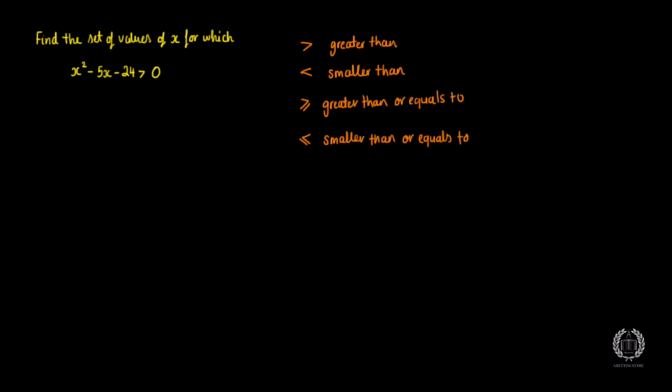Or else it's going to be a bit confusing. Now the first step that I'm going to do to solve this is get rid of this sign and put in equals. That sign is not important yet, so I don't need it right now. So I'm going to say x squared minus 5x minus 24 is equal to 0, and I'm going to solve this equation to find my values of x.